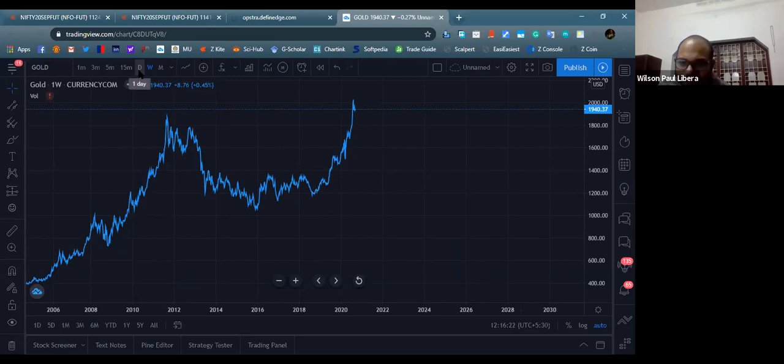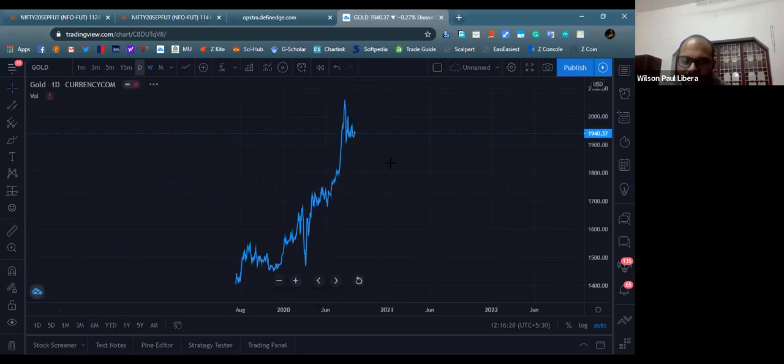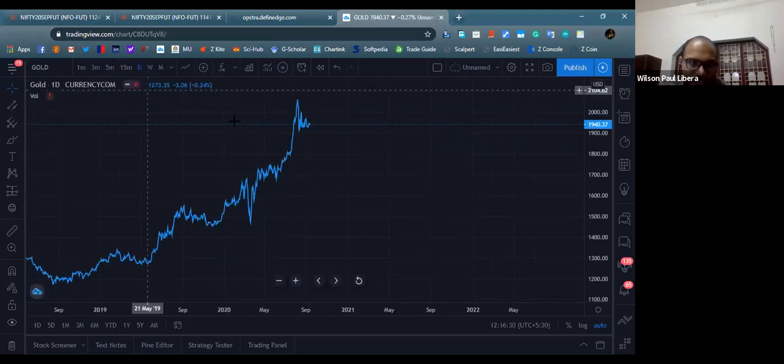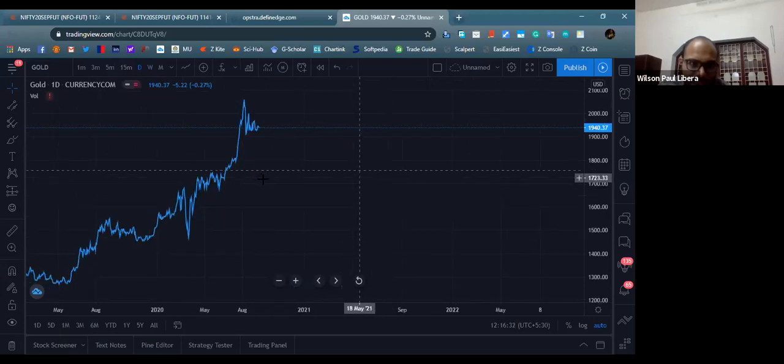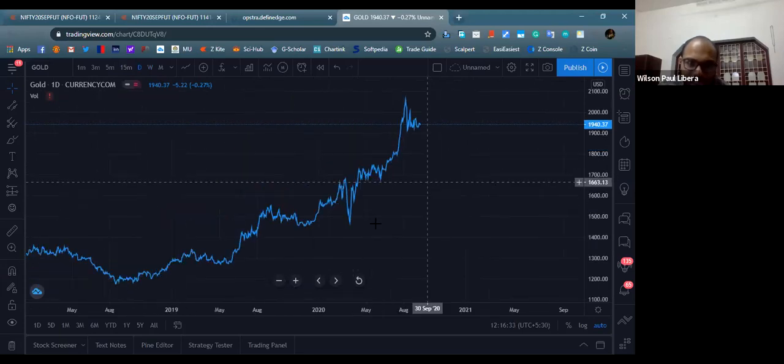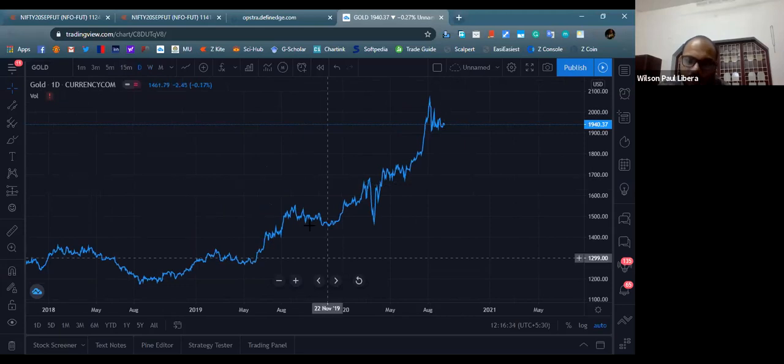And maybe if you come down to the lower time frames, you can see a small corrective pattern now. See, we are in a daily time frame now. Even then, it is not able to break its previous low. The sellers are not strong enough. The buyers are too strong, and they are not letting gold go beyond its previous low.